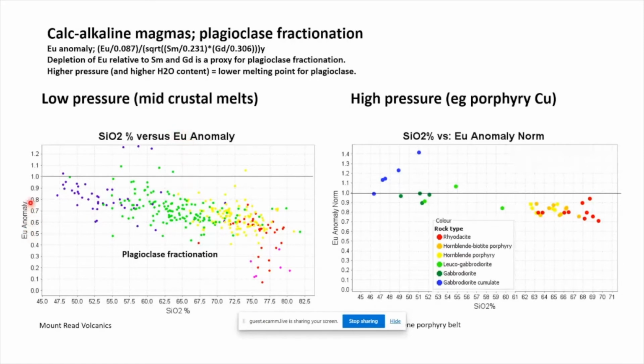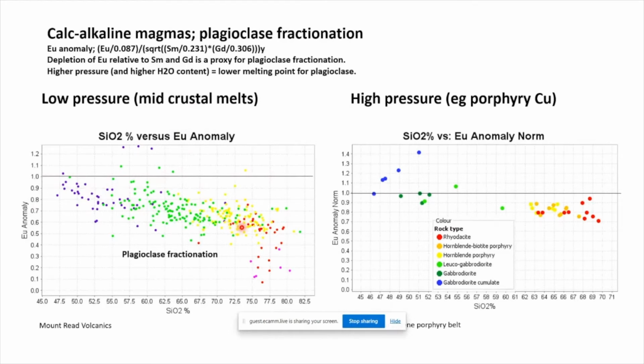This europium anomaly number here is a measure of how much europium is depleted relative to the adjacent rare earths, relative to samarium and gadolinium. So if there is no depletion of europium, if there's no plagioclase fractionation, then this value would plot at 1. Here I'm plotting the magnitude of the europium anomaly against silica.